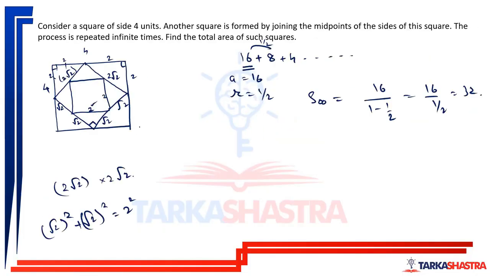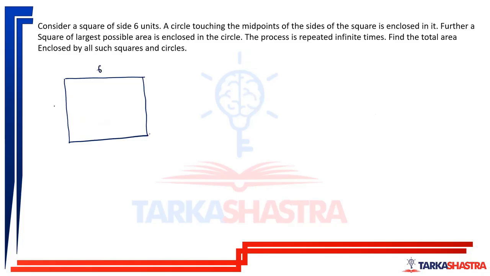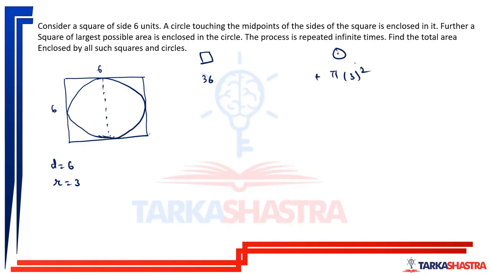Okay, very easy. So we have observed that it comes out as an infinite geometric progression. So this is a square of 6 units, 6 units. So for squares, this area will be 36. Now, if we make a circle by joining the midpoints, the diameter of the circle will be 6. So radius will be 3. So for the circle, the area will be pi into r square, that is 3 square.